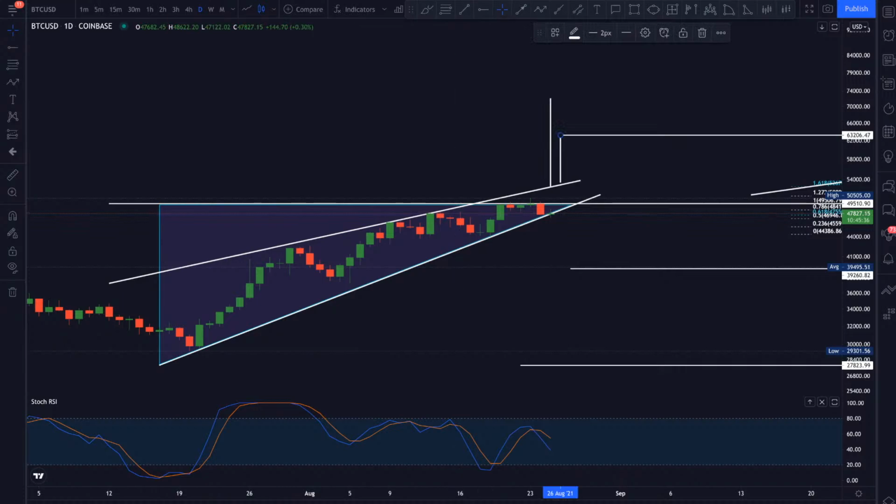And same again, if we were to break this triangle, so we see two patterns, remember. One pattern is a triangle, one is an ascending wedge, but the other one gives us $72,000. You see what I mean? So we have two specific patterns playing out here. This is the bull case scenario, this is the bear case scenario.